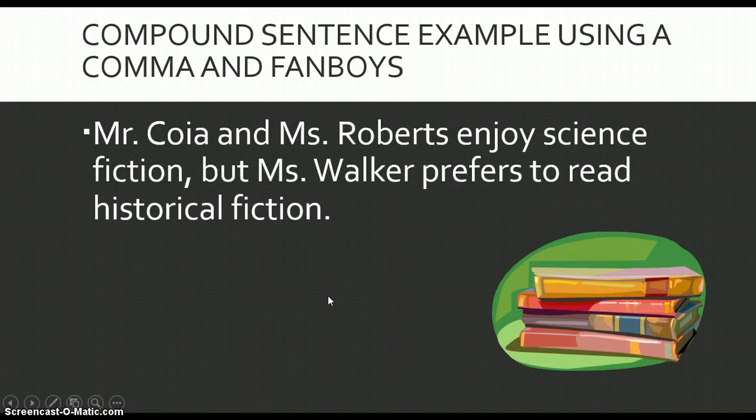Here's another example. Mr. Koya and Miss Roberts enjoy science fiction, but Miss Walker prefers to read historical fiction. We could easily have these as two separate sentences, but instead we chose to combine them with a comma and a coordinating conjunction, and this time the coordinating conjunction is but. In our first independent clause we have one subject, Mr. Koya. We have another subject, Miss Roberts, and one verb, enjoy. So this would be an SSV. And then in our other part of our sentence, we have one subject, Miss Walker, and one verb, prefers. So as you can see in our compound sentences, we can combine the different types of simple sentences that we talked about in our first video.